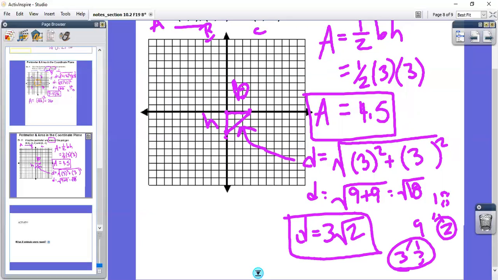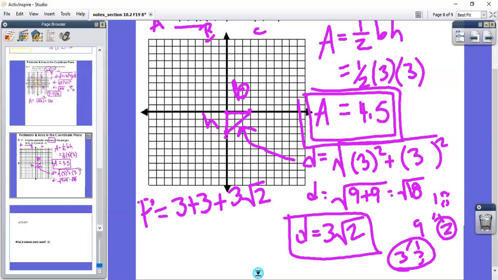Now, that's not the final answer that they were asking for, right? They really wanted to know the perimeter. So now I'm going to add up all 3 sides of the triangle. We had 3 plus 3 plus 3 square root 2. Now when I'm adding these numbers, I can add the 3 plus 3. Those are like terms. But I cannot add that with the 3 square root 2. Those are not like radicals with each other. So that square root 2 makes it so that I can't add it with the 6.